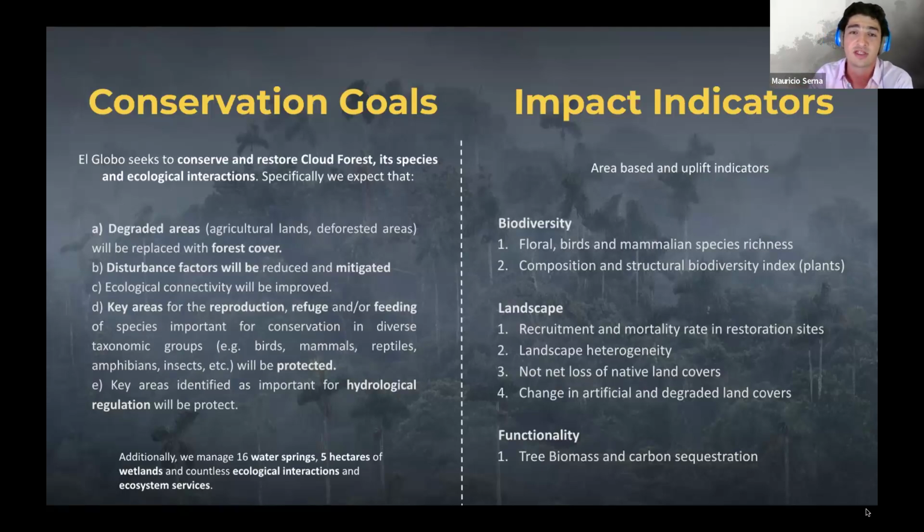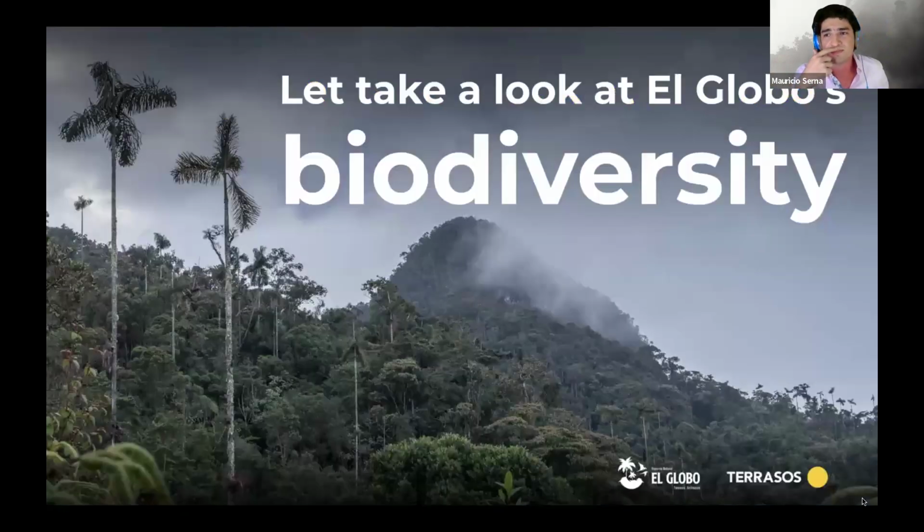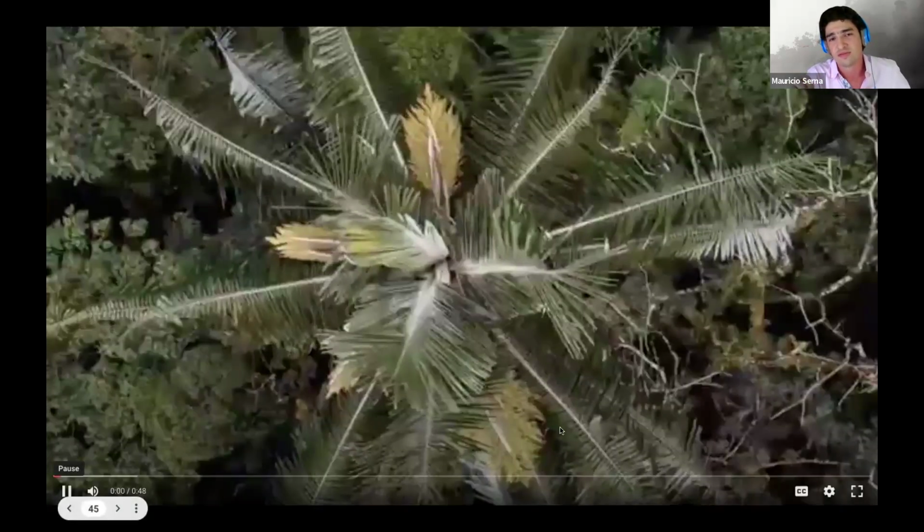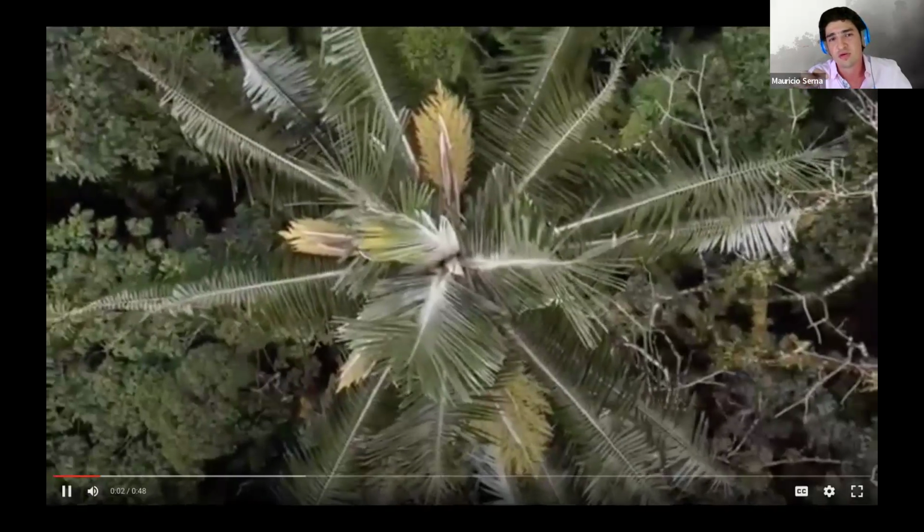And now I'm going to take you on a little trip into El Globo's huge biodiversity. Go ahead, Dave. So all the pictures I've shown are from El Globo, and here you will watch a video about a wax palm. That's our national tree. The Colombian national tree is the wax palm, and this is the landscape that you're going to see at El Globo. I'm just going to let you watch the video.